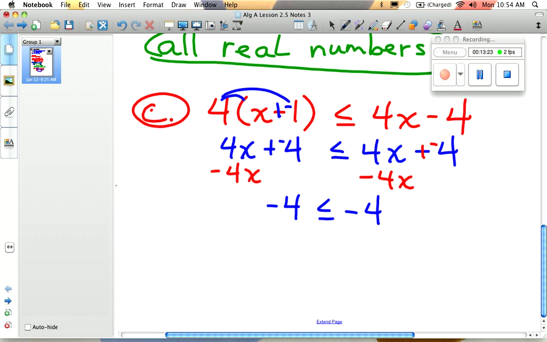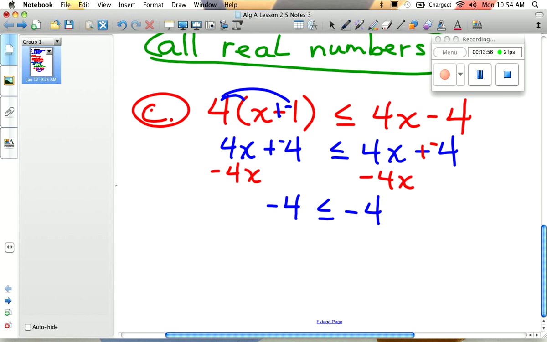So again, the variable should have eliminated. Right? I have a question. If we solve it all the way down and we know it's going to be all real numbers, can we just stop where we see it? At what point did you know it was going to be all real numbers, Trey? When it was 4x minus 4 is... Okay, how did you know at that point? Because it was the same on both sides.